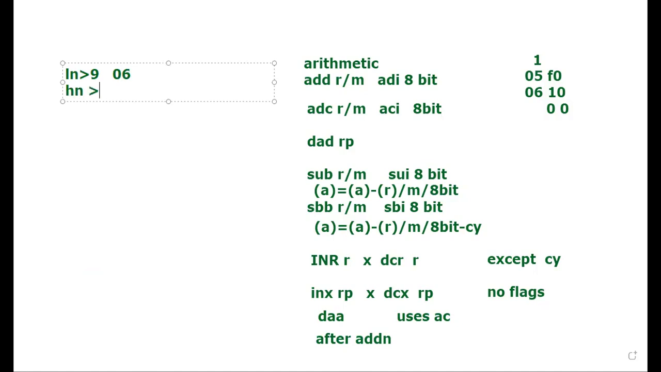If the higher nibble is greater than 9 or carry is generated, or the lower nibble is greater than 9 or auxiliary carry is generated, then it adds 60 in the answer. The microprocessor adds it itself, we don't add. If both the lower nibble and higher nibble are greater than 9, or auxiliary carry or carry is set, it adds 66 in the answer.